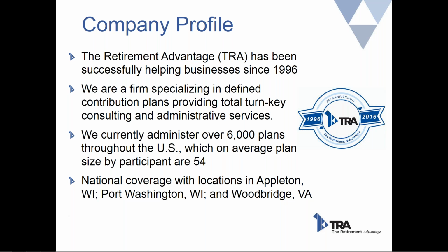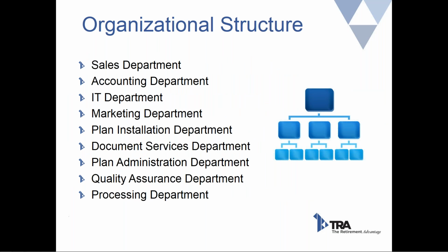TRA is a nationwide TPA. We have individuals located across the country, and we have actual locations in Appleton, Wisconsin, our headquarters in Port Washington, Wisconsin, and an office in Woodbridge, Virginia. As a larger organization, we do focus on efficiencies, and by doing so, we are highly departmentalized.